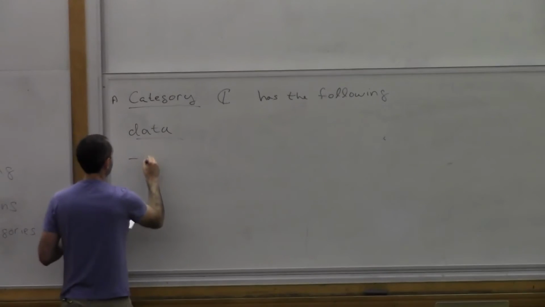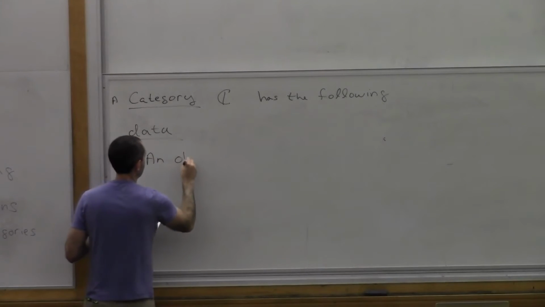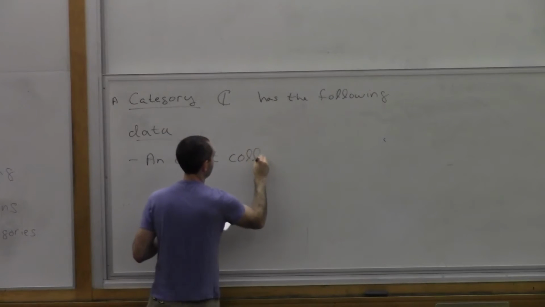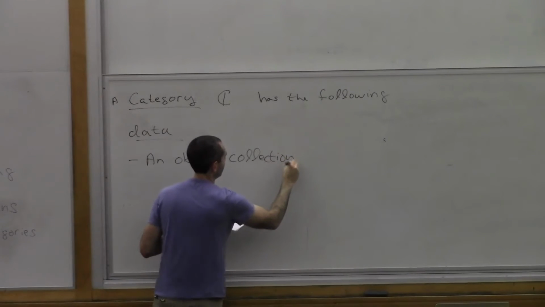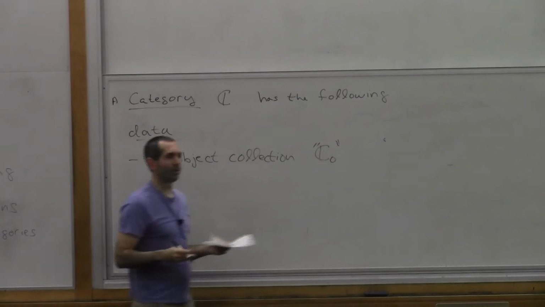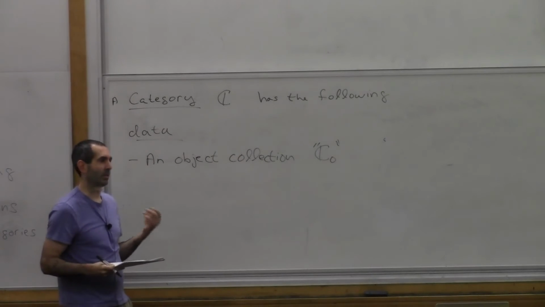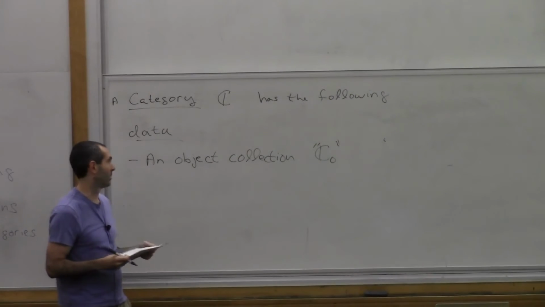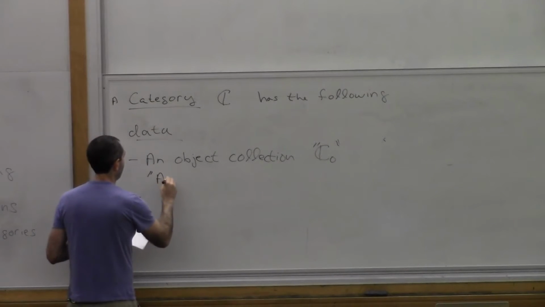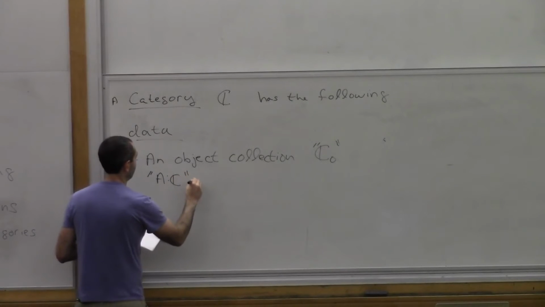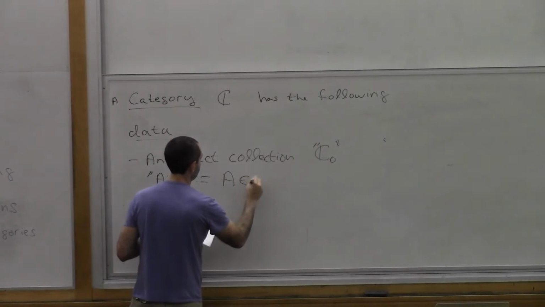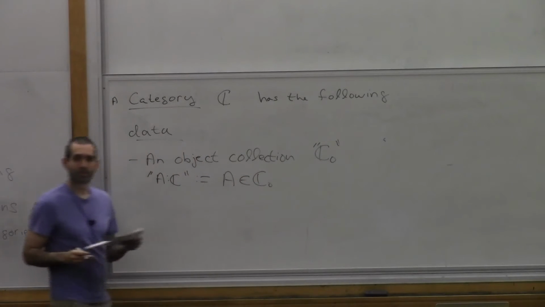Data as in an object collection. And we'll call this C sub 0. And the sub 0 you should think of as the zero-dimensional part of it. So the objects are like the points, and that's the zero-dimensional bit. Right? And we write A colon C to mean that A is in the collection C0. Okay?